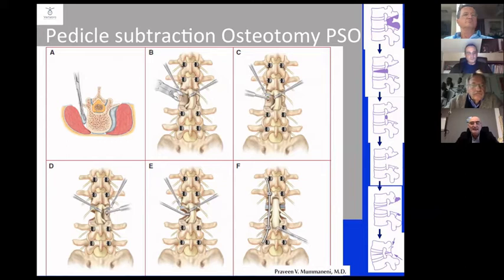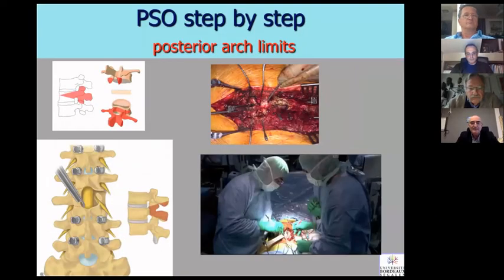Today, you have an ultrasound system that allows you to cut the bone without bleeding too. It costs a little bit of money, but it's also very useful if you have access to this technology. So the posterior arch limit is very important.